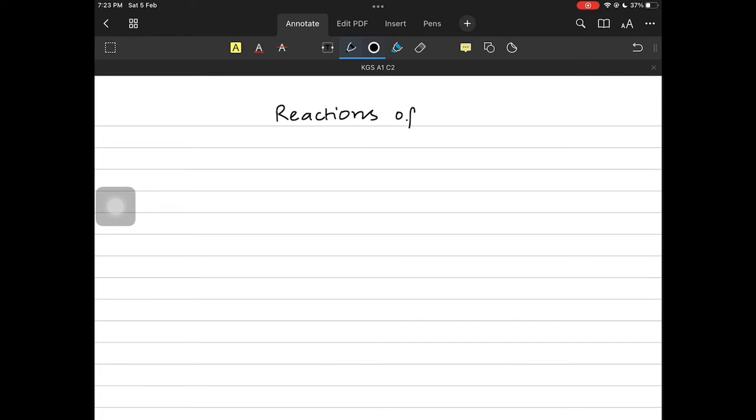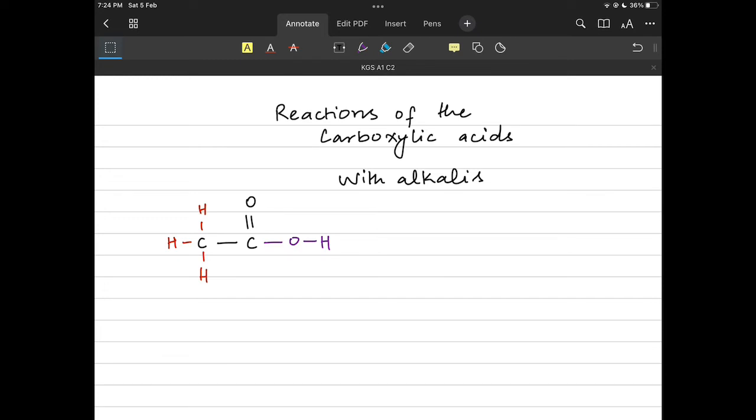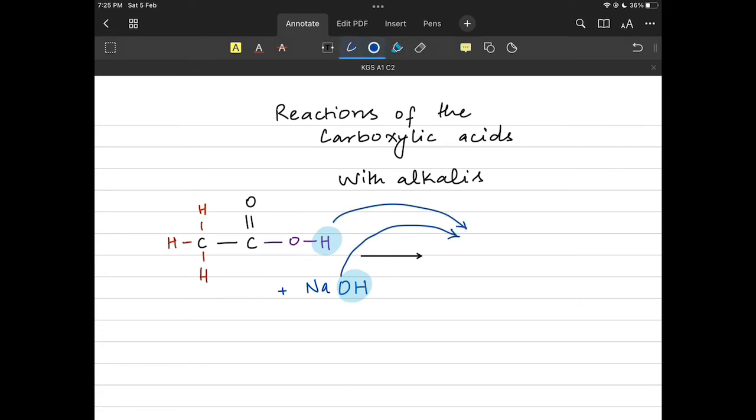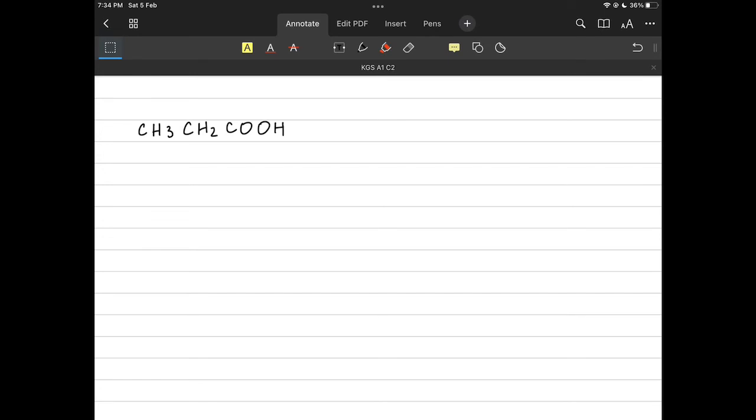Now let's talk about their reactions. So reactions of the carboxylic acids. Obviously we're talking about with alkalis because that is the foremost thing that comes in our mind, right? So imagine you have a carboxylic acid which is ethanoic acid. It has 2 carbons and the carboxylic acid functional group. The H from the acid and the OH from the alkali make water. What happens to the remaining parts? The remaining part of the acid goes with the Na, or goes with the metal part. So the metal part goes to the carboxylic acid part.